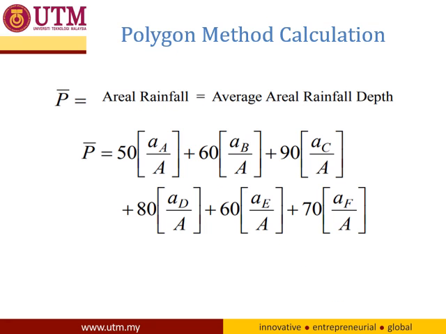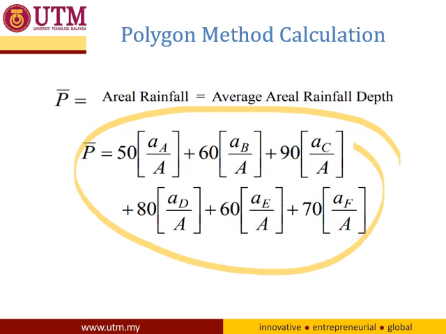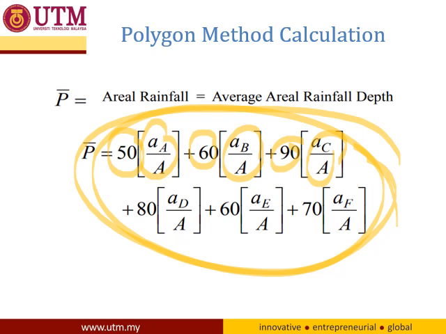So how do you calculate it? Use this kind of formula. The ratio multiplied by the rainfall depth, for each station. So we add everything, and you will get the mean areal rainfall using the polygon method.